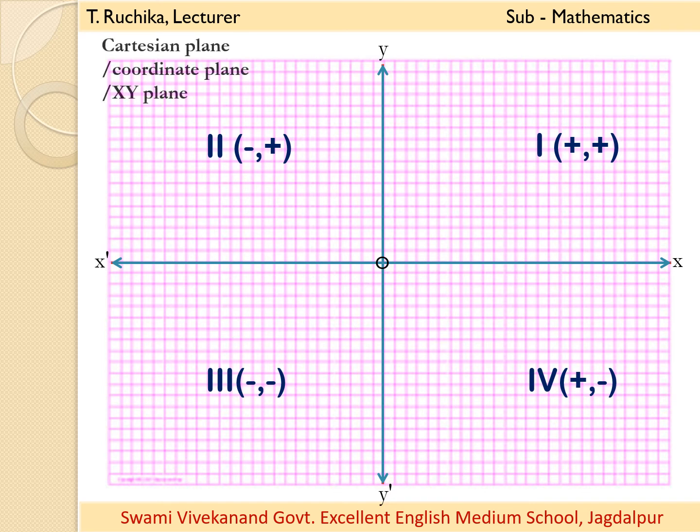The plane shown on the graph is known as Cartesian plane or coordinate plane or xy plane, and the axes are known as coordinate axes.